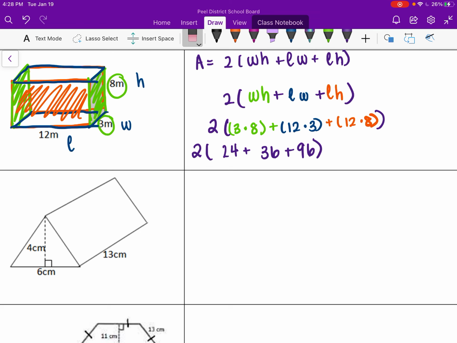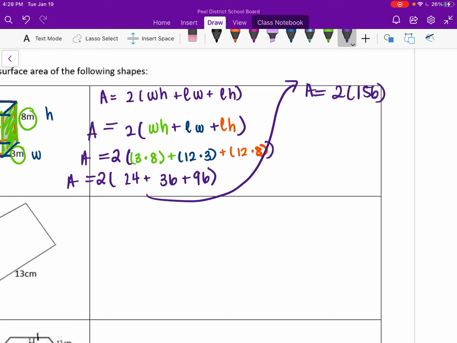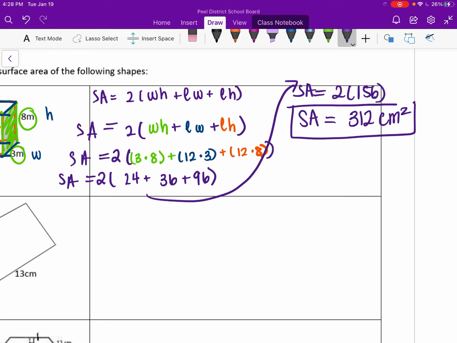And you are going to have much better use of your space than I did. And make sure that your form is good. So then area is equal to 2 times 156. Multiply that by 2. And I'm left with area or surface area. Surface area is equal to 312 centimeters squared. And that is my surface area of this rectangular prism.